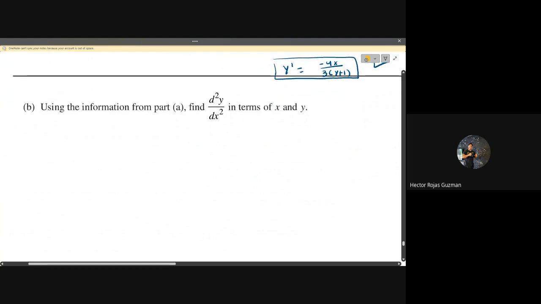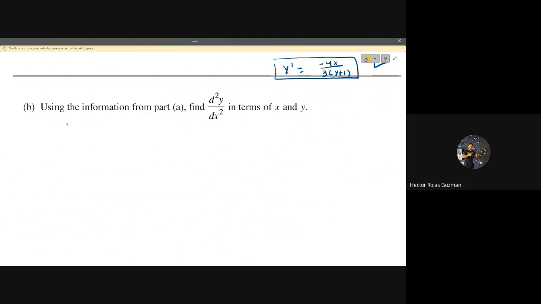Use the information in part A and find the second derivative. So we said that the derivative is negative 4x divided by 3y plus 1. Again, just the derivative with respect to x. So the first thing we got to do is the chain rule.